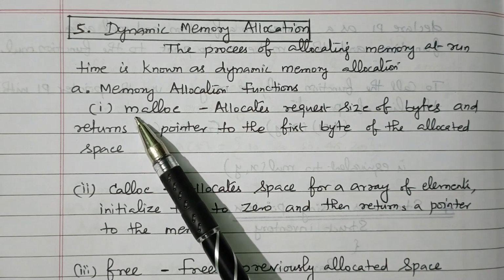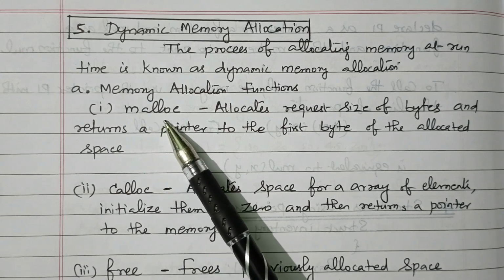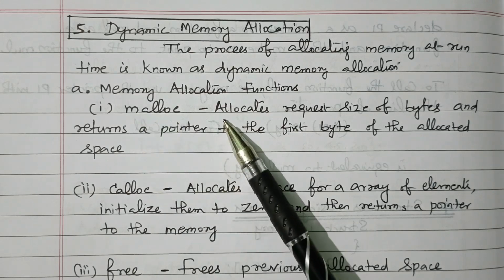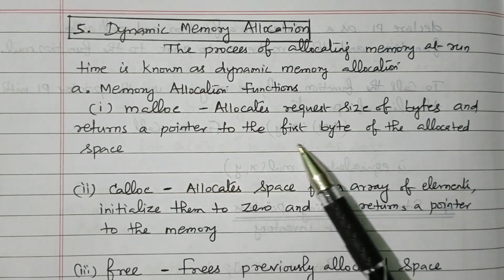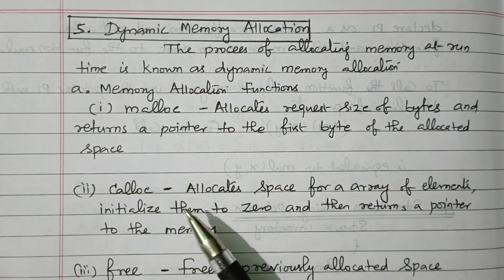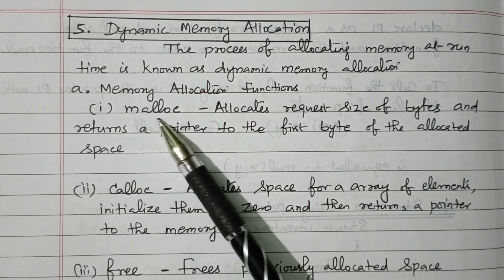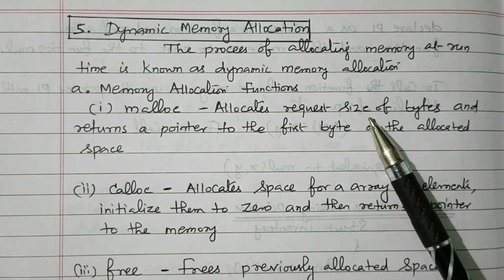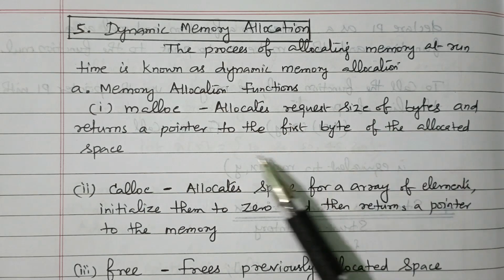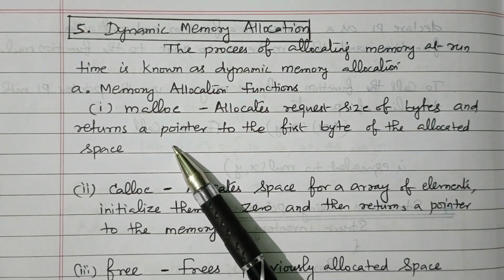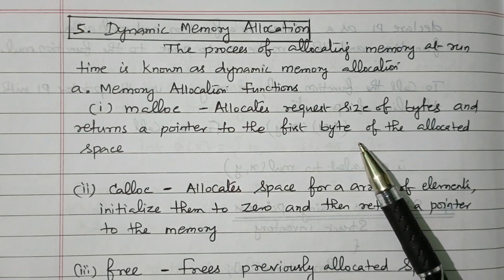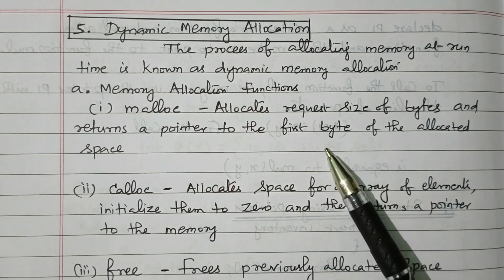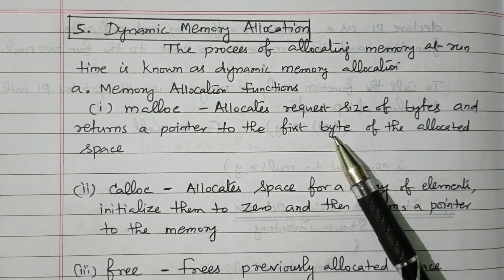The first one is malloc, M-A-L-L-O-C. It allocates the required size of bytes and returns a pointer to the first byte of the allocated space. So malloc is called memory allot. It will allot the required size of bytes, then it will go to the pointer. So while using dynamic memory allocation, we need to declare pointers. The pointer will point to the first byte so that we can store the data in the first byte, thereby the second and third byte; the pointer is returned to the first byte.